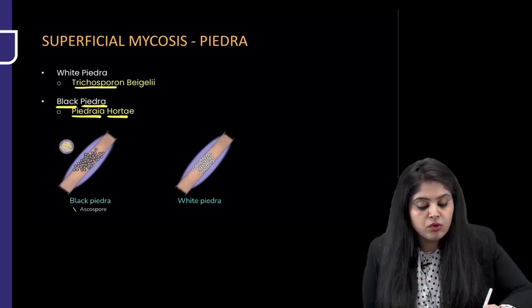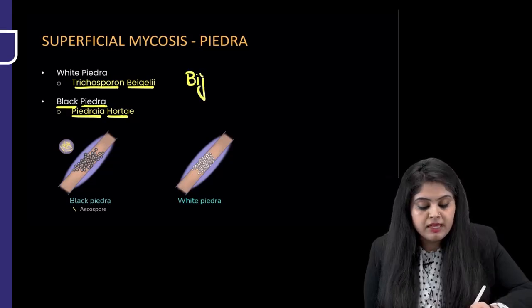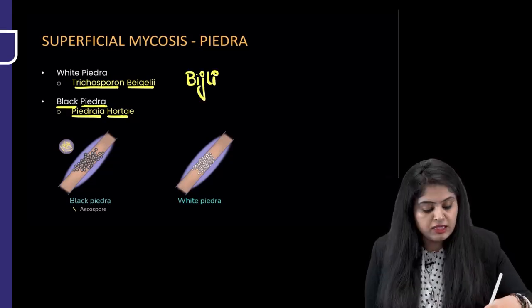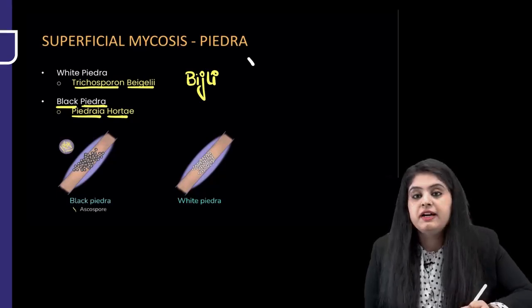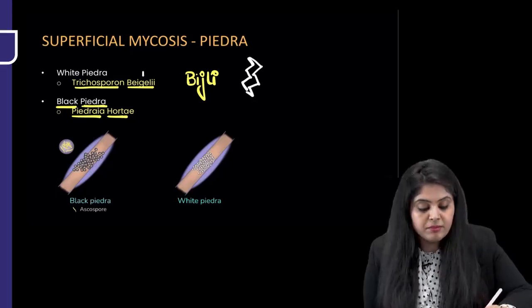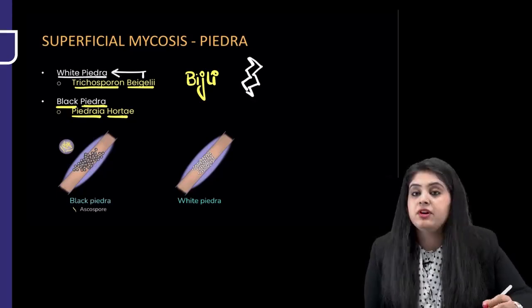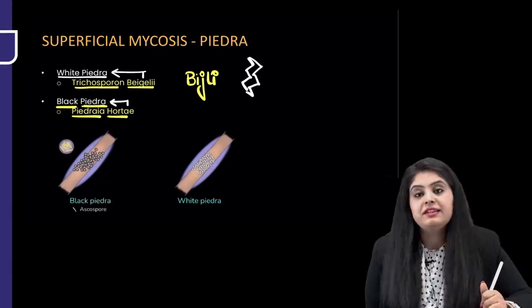Trichosporon beigelii is how you say it, but I will call it bijli. I hope everyone understands that much Hindi, that bijli is lightning. So yes, the lightning, bijli, is obviously white in color. So when I say bijli, I'm talking about white piedra. When I say hot, I'm going to talk about black piedra. That is something that is important.